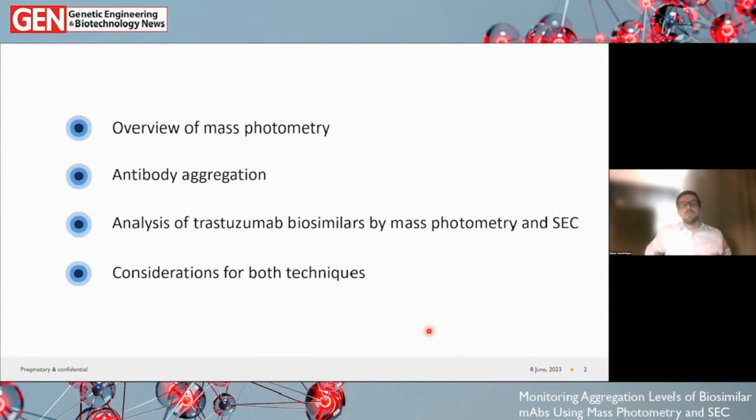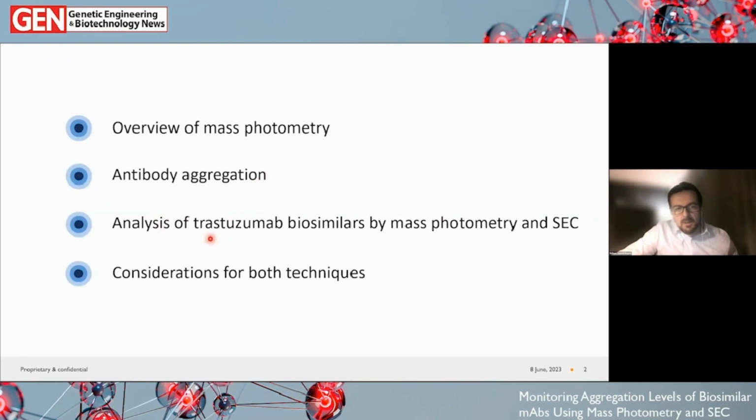I'll give you an overview of what mass photometry is all about. We'll touch upon the fundamental principles of the detection technology, and we'll have a look at some applications as well. We'll then have a look in a little bit more detail at antibody aggregation. Why is it important? Why are biopharmaceutical companies and biotech companies that develop therapeutic antibody drug products so keen to be able to detect and quantify aggregates of their therapeutic antibodies?